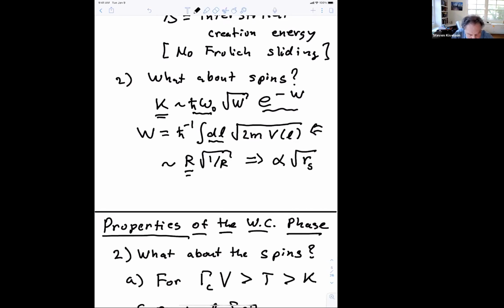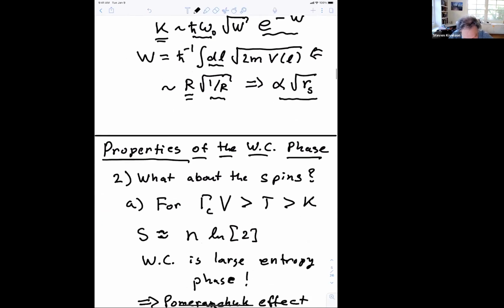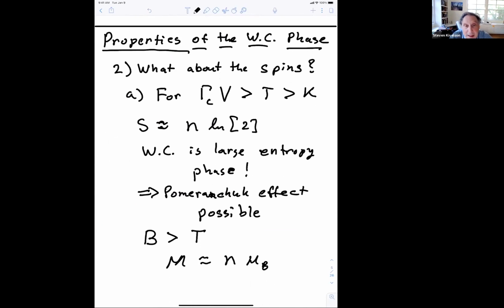The distance of the tunneling path then is going to be on the order of the spacing between electrons. The height of the barrier is going to be on the order of 1 over the spacing between the electrons. So one finds that the action associated with an exchange interaction will go like some number of order 1 times the square root of rs, and hence will be exponentially small at large rs. So what do we learn from that?